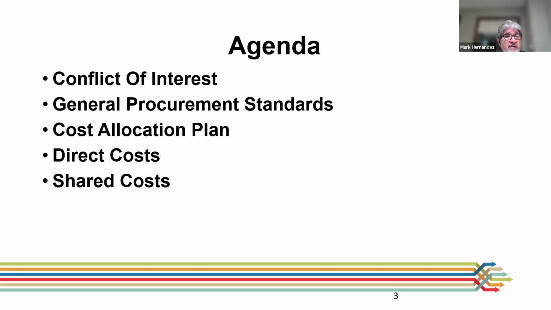For our agenda, like I talked about, we'll start with the conflict of interest. And within the conflict of interest, there's also the general procurement standards. And those two tie together for the conflict of interest. And then as we talk about our cost allocation plan, we'll be talking about the direct cost and shared cost and how do you document that.